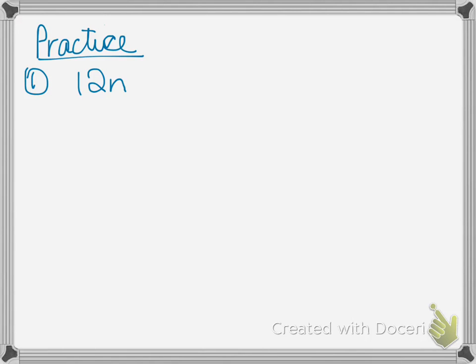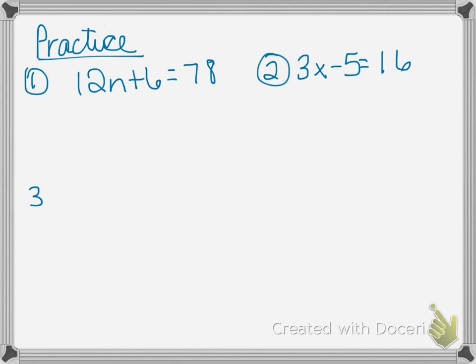What I'd like you to do is simply practice solving a few equations. And then tomorrow when you come into class, we will look at those and we'll do a little bit more practice with the word problems. So 12n plus 6 equals 78. I'd like you to work these out in your journal. We have 3x minus 5 equals 16.